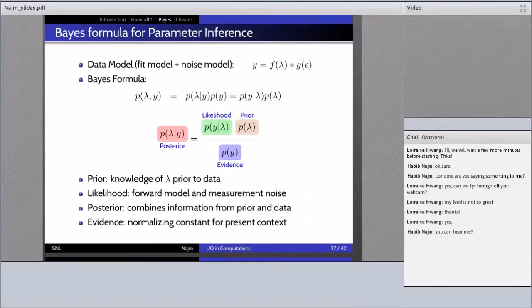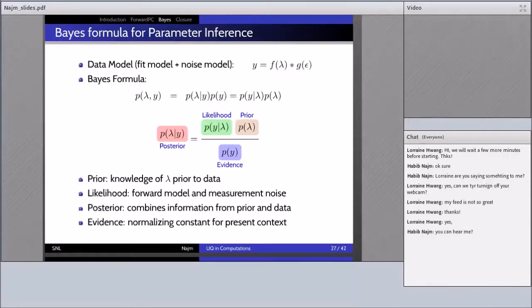And Bayes formula is just a statement on the joint probability of lambda and y that can be written as shown very clearly. And its particular utility is as shown in the annotated equation, where we have the posterior density on the left. It's the density of lambda given data y. That's what we've learned about lambda, conditioned on having measured something.